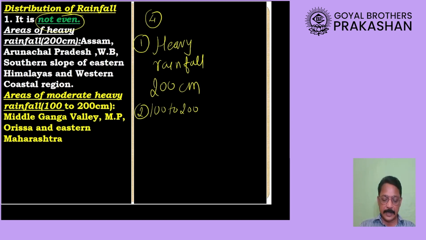But before that, let us look at the first region, the areas of heavy rainfall: Arunachal Pradesh, Assam, West Bengal. These are the major regions which are receiving the heavy rainfall. Then the regions that are receiving the moderate rainfall, that means rainfall between 100 to 200 centimeter. These regions include the Ganga Valley, Middle Ganga Valley, then Madhya Pradesh, Orissa, and eastern part of Maharashtra.